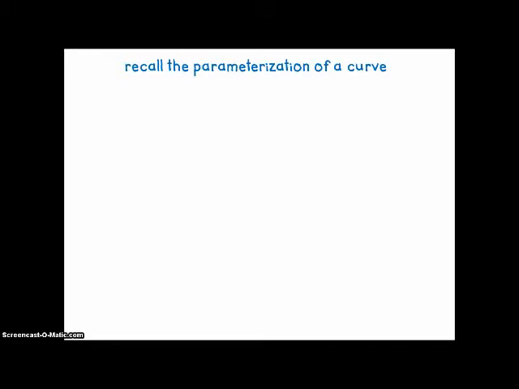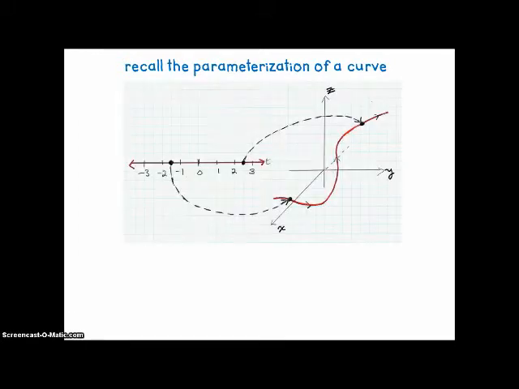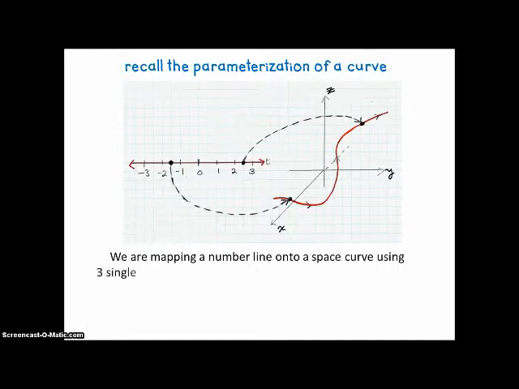Recall the parameterization of a curve. A lot of times we think of t as time and then the points on the curve as the location of some object at time t. Now that real-life concrete example doesn't quite translate into the higher levels of surfaces and so on, but it's a nice concept for when we're learning parameterization. But in general, a more general idea of what this is is that we are mapping a number line onto a space curve using three single variable functions: x equals one function of t, y equals a second function of t, and z equals a third function of t.